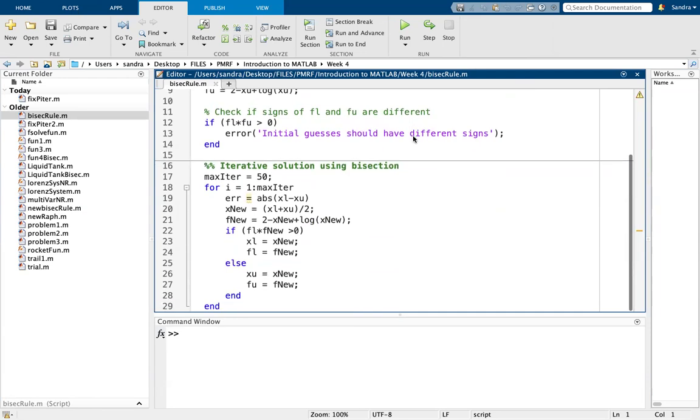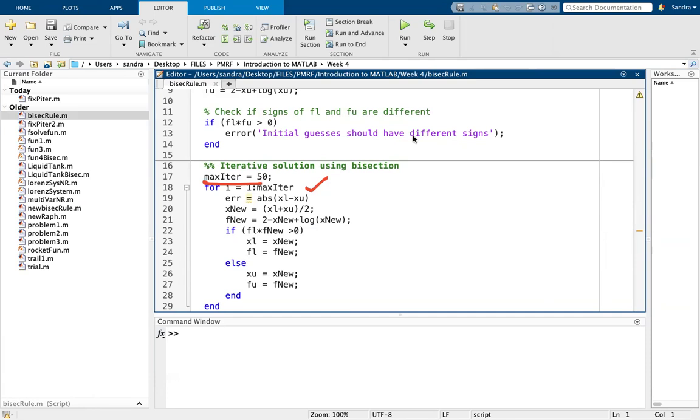Now, if we have the initial bracket correct, you can run it for certain iterations, or else you can use a while loop and track the error. That is also possible. For the time being, let's run the for loop for 50 iterations. Max iter is 50, and I run the for loop from i equal to 1 to max iter. Now I calculate the error, which is just to track how my algorithm is going.